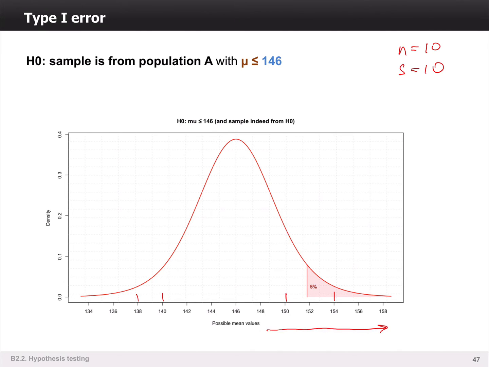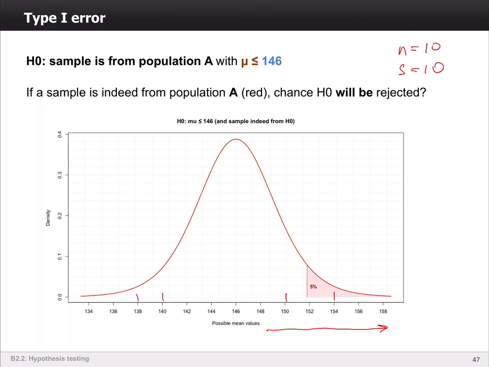Okay. Then if we use some rejection level, for example, we say we would like to reject all p-values below 0.05, right? It means that the samples that are located here in this area will have p-values less than 0.05. And you have a 5% chance to get a sample like this.